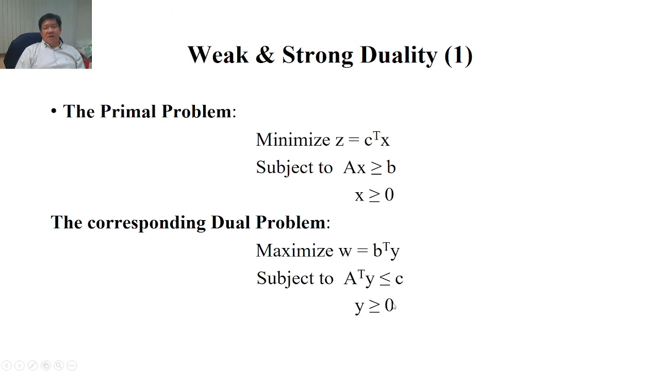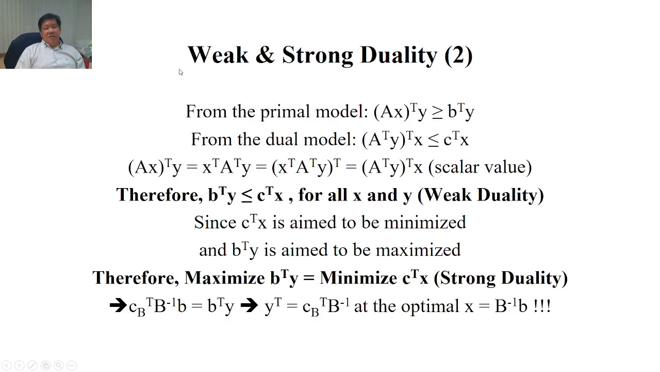And you know that whatever equations or inequalities, you can always transform them in terms of Ax greater than or equal to b. With this as the primal, the dual is according to the dual problem definition. And then we can show you the property we call weak and strong duality.